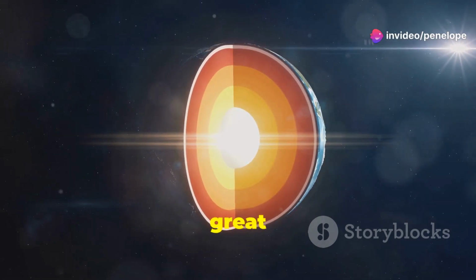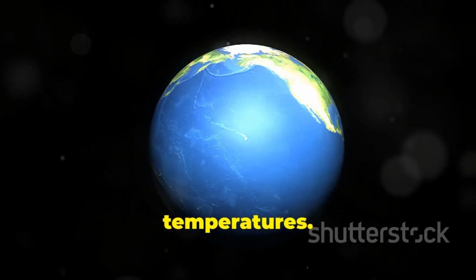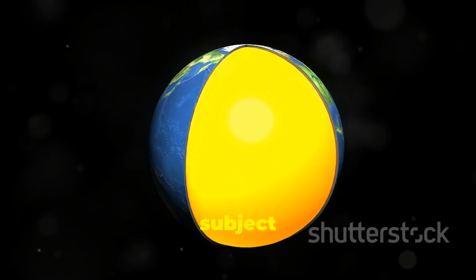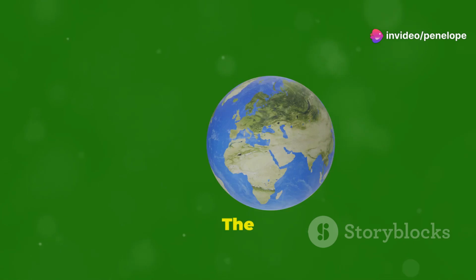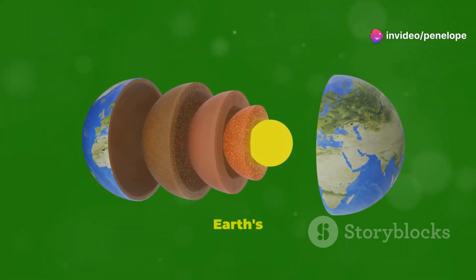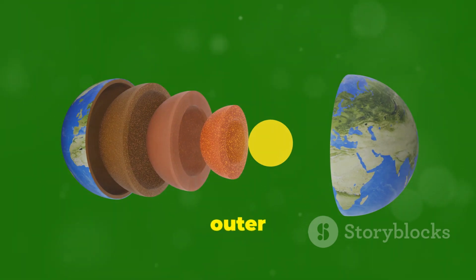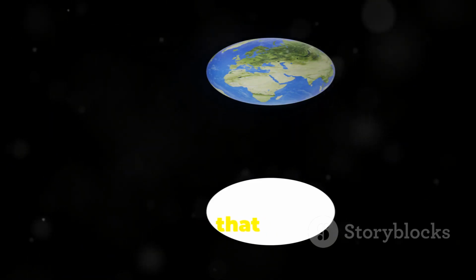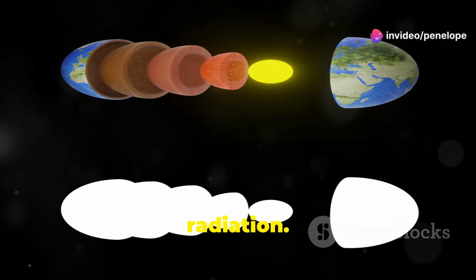The pressure is so great that it overcomes the natural tendency of iron and nickel to melt at such high temperatures. This phenomenon is a subject of extensive research and continues to intrigue geophysicists. The inner core plays a crucial role in the Earth's magnetic field. The solid inner core, along with the liquid outer core, creates a dynamo effect that generates the magnetic field. This magnetic field is essential for life on Earth as it protects the planet from harmful solar radiation.